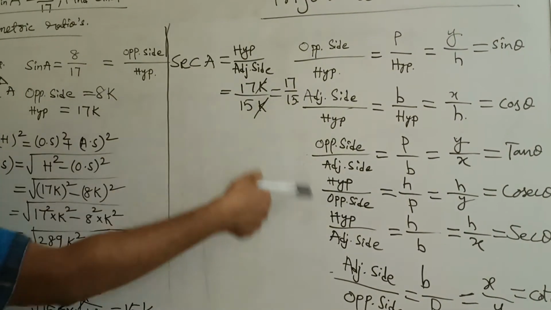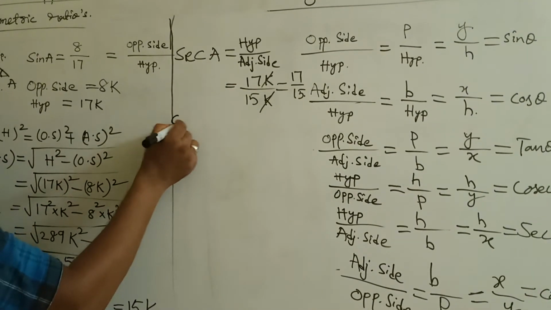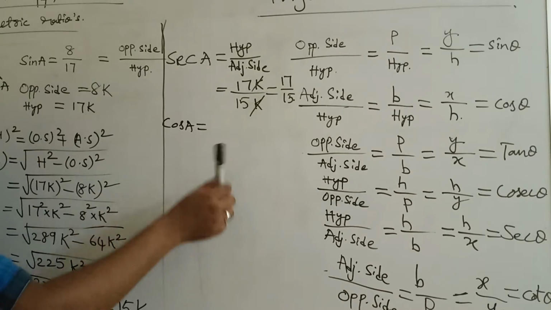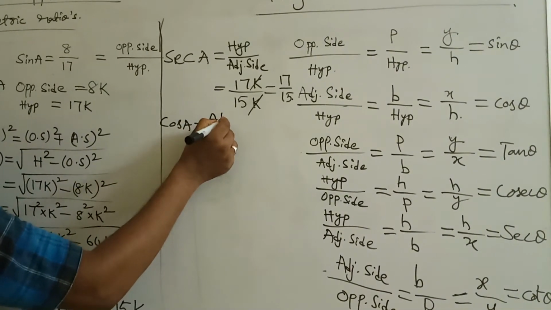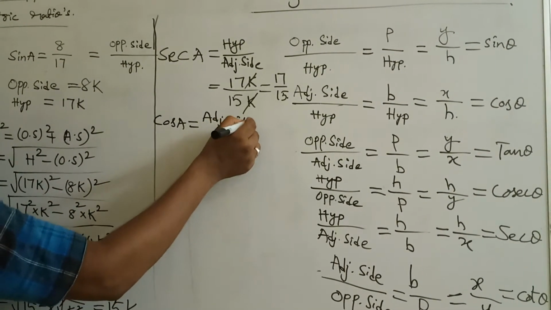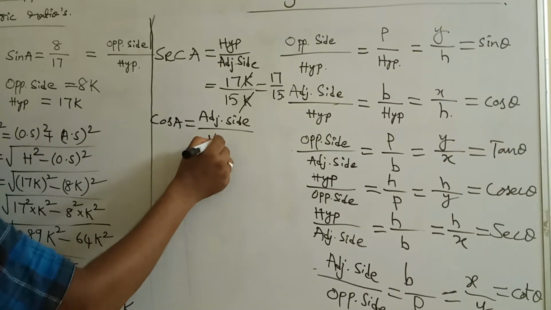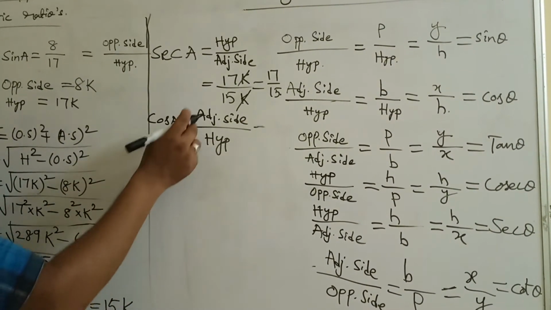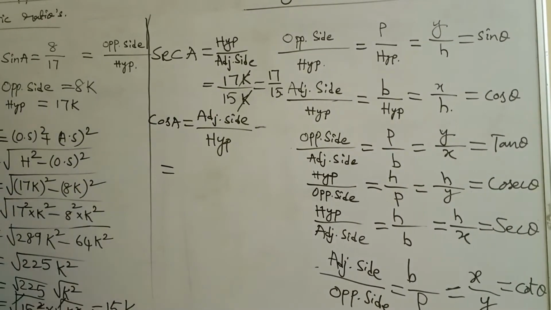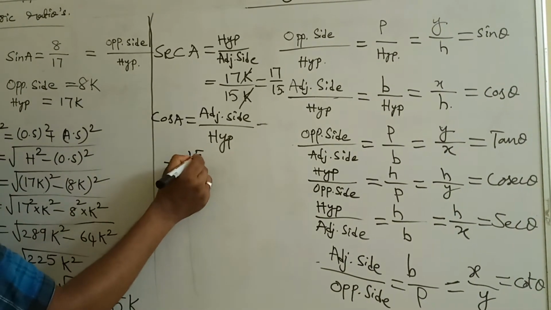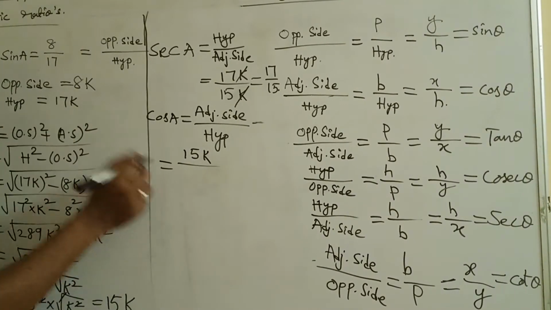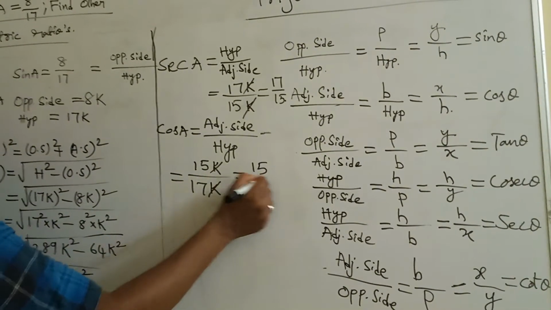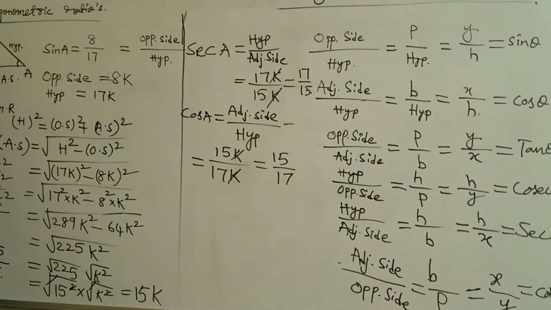Now what are the remaining ratios? So I will write now cos A. What is cos A here? Adjacent side upon hypotenuse. Adjacent side is nothing but 15k. What is your hypotenuse? 17k. K cancels. What are you going to get? 15 upon 17. So same method.